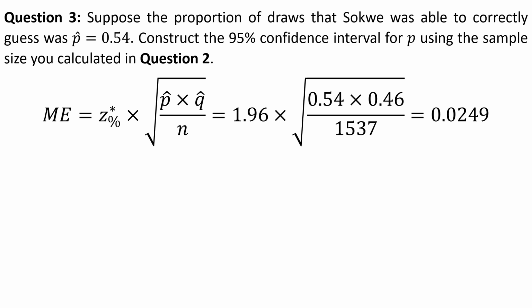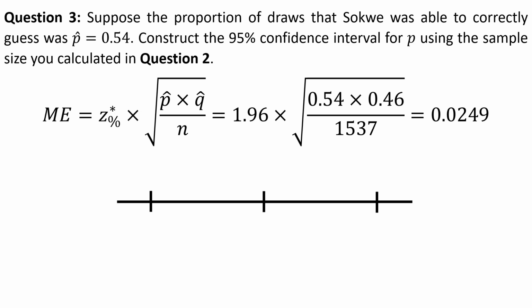And just notice, initially we calculated a sample size that would ensure that the margin of error is no more than 2.5%. And here, once we have the data, we see our margin of error is just a little bit less than 2.5%. So that kind of demonstrates that the calculation for sample size does indeed give us what we want.